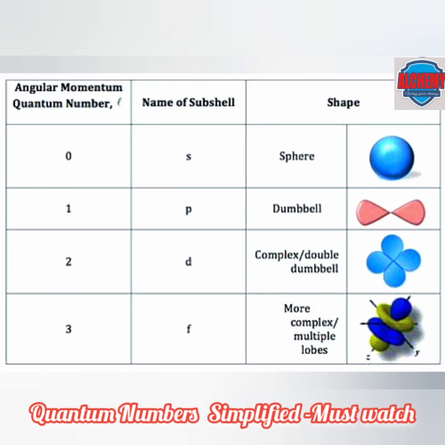The subshells corresponding to each l value and their shapes are given here. When l is 0, the corresponding subshell is s, and the shape of the s subshell is spherical. When the l value is 1, the corresponding subshell is p, and the shape of the p subshell is dumbbell. When the l value is 2, the corresponding subshell is d, and the shape of the d subshell is double dumbbell. The subshell corresponding to an l value of 3 is f, and the shape of the f subshell is complex.